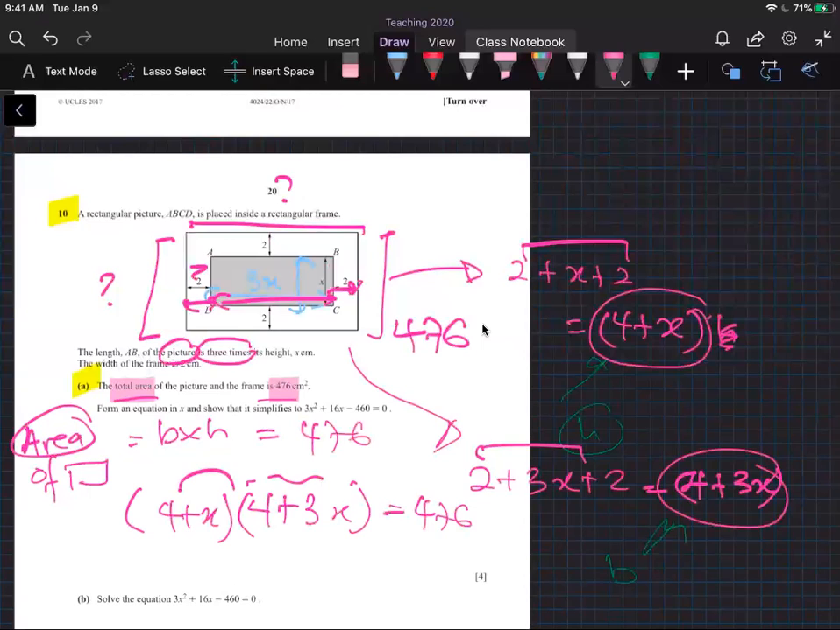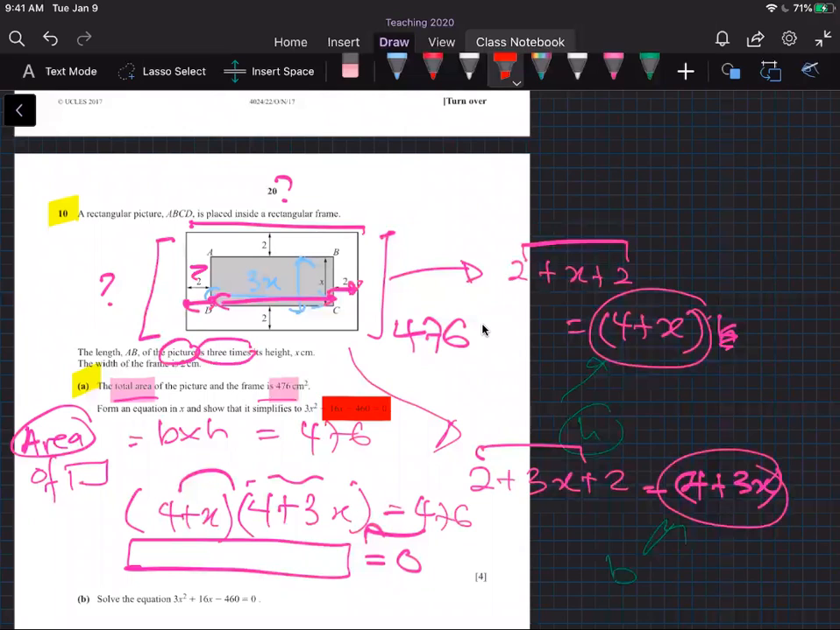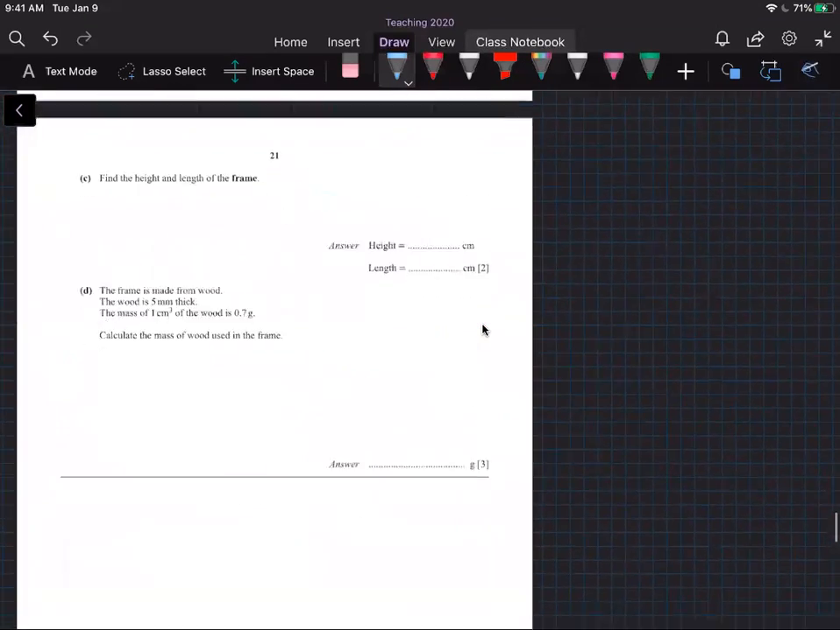Expand everything and then pindahkan ke sebelah. Dia jadi equal to 0. Jawapan kamu di sini sepatutnya sama dengan, kita tukar warnanya supaya clear benar-benar. It should be the same as this one. This should be how your final answer look like di sini. Okay? Right. I think that's it for this question.